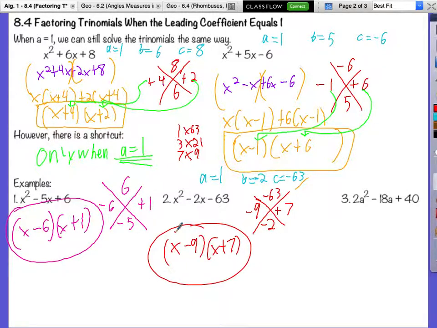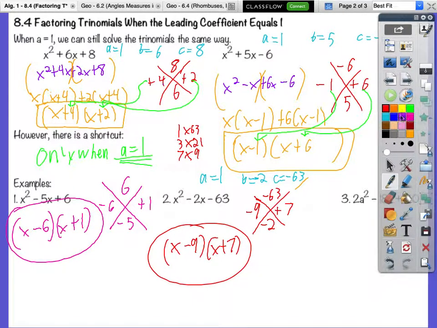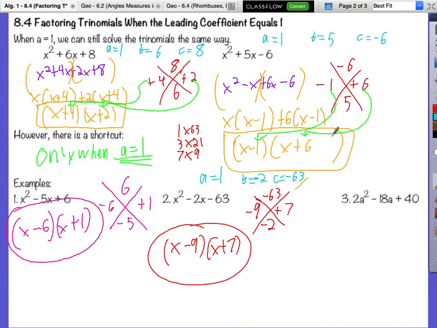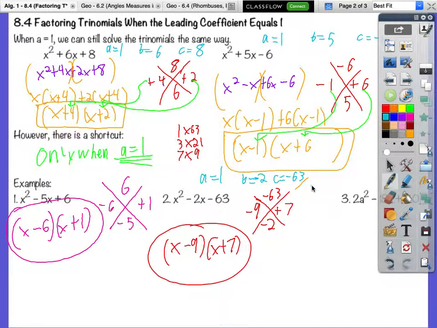Questions on that? Okay. So get number 3. 2a squared minus 18a plus 40. Okay. So what do we want to do here with number 3?